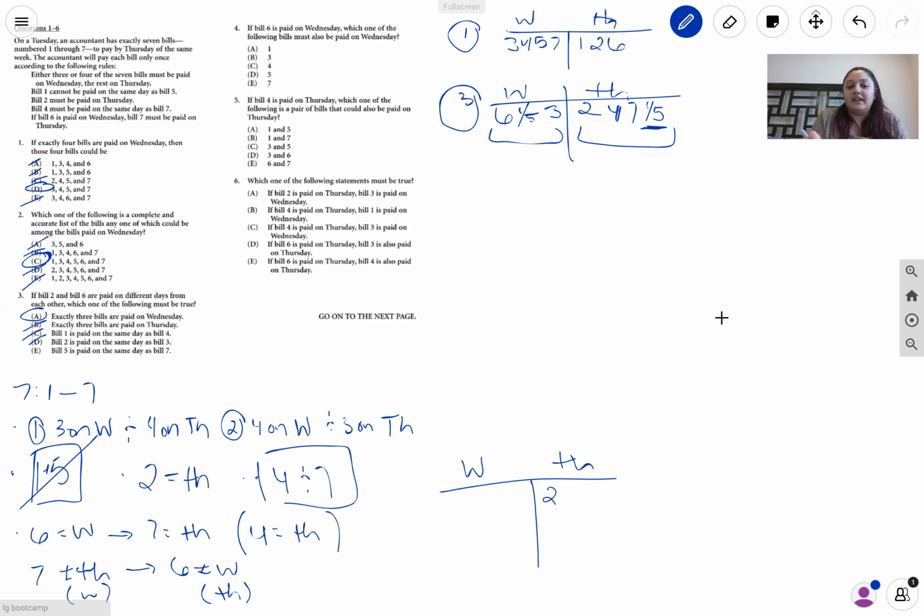Okay. And then E says bill 5 is paid on the same day as bill 7. And we have the same situation as answer choice C. It could be true, but it doesn't have to be true. And I'm looking for the thing that has to be true every single time. So I'd cross off E. Does that make sense to everyone why A is the right answer? Or does anyone have any question?